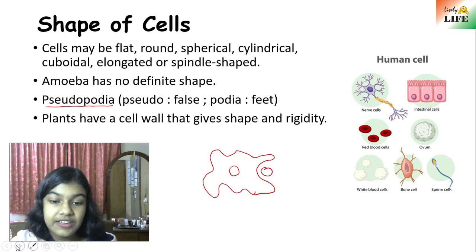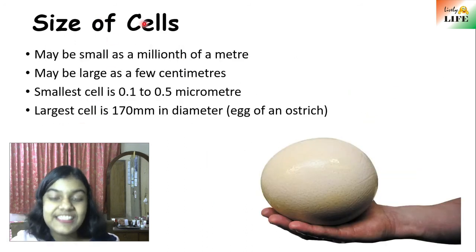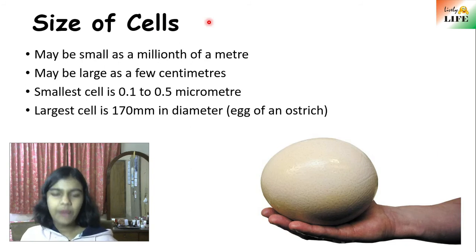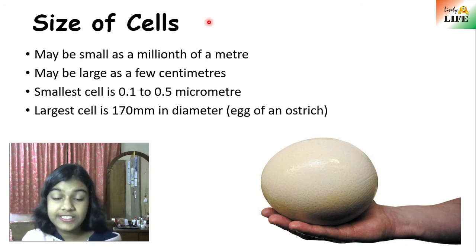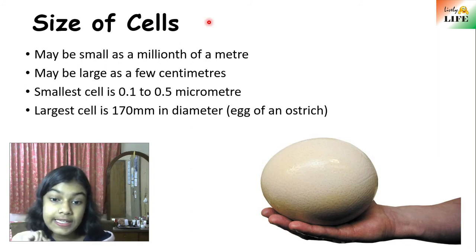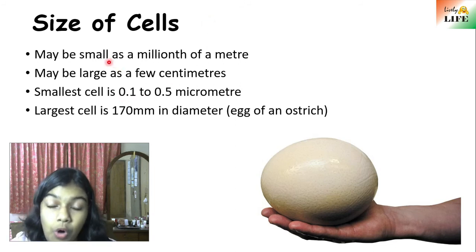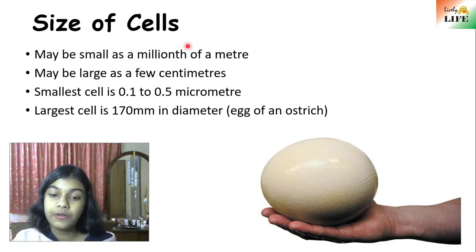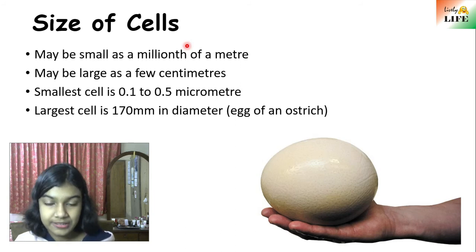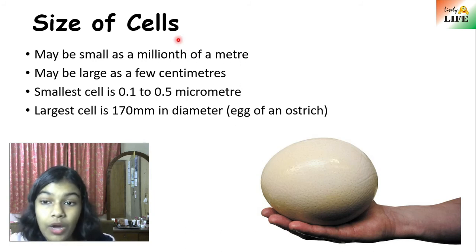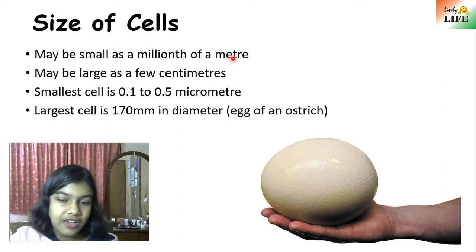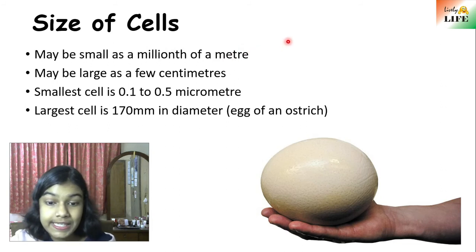Okay, now let's move to the next one, that is size of cells. How small they are, how large they are. What is the size of a cell? Cells may be as small as a millionth of a meter. Imagine 1 meter, and then imagine one millionth of a meter. Think about how small it is. We cannot see it with our unaided eyes. How small the cells are.